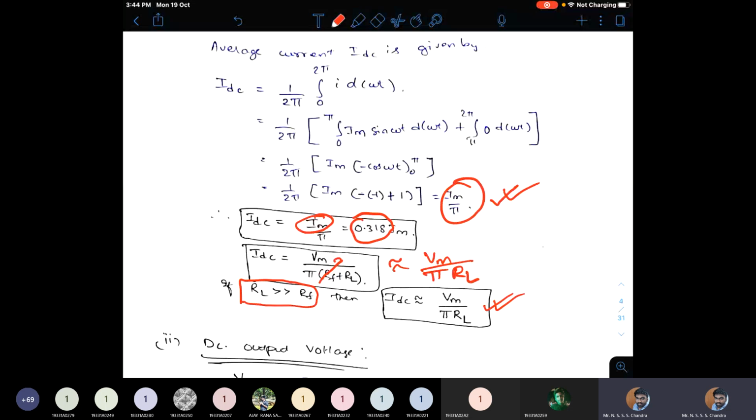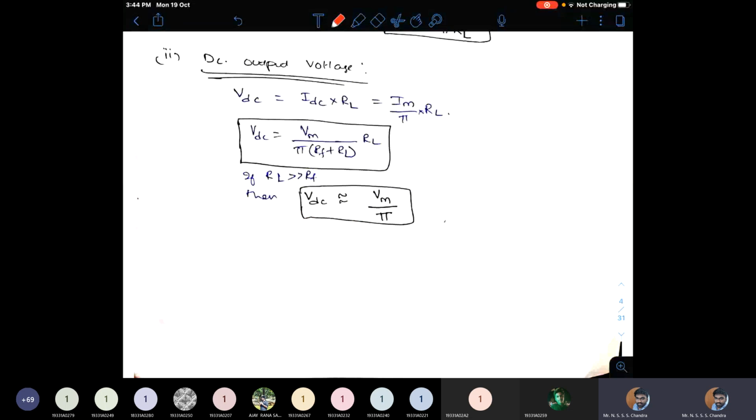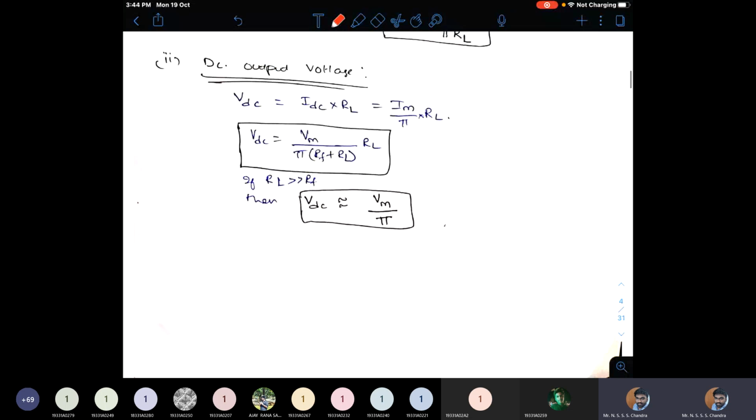Also, this question might be appearing in your semester exam. Then the DC output voltage, we need to find out. We have found out IDC. Now we have to find out VDC.